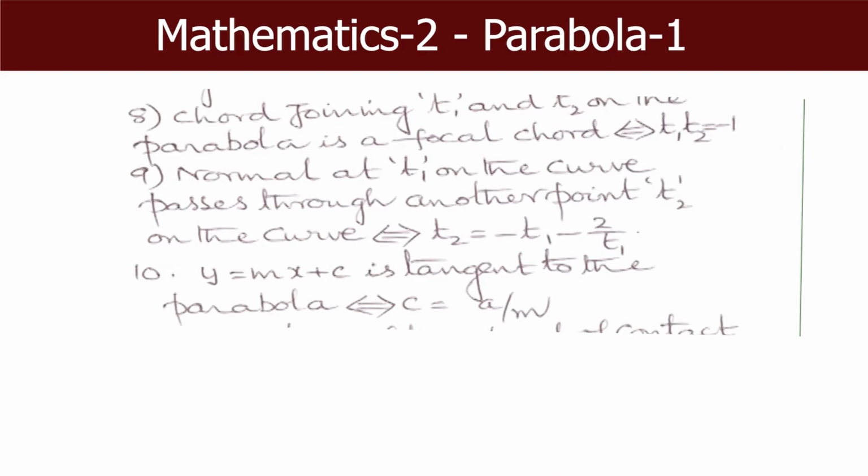If the normal at T1 on the curve passes through another point T2 on the curve, then T2 equals -T1 minus 2 by T1. Also, when T2 equals -T1 minus 2 by T1, the normal at T1 on the curve passes through T2. Condition for tangency: y equals mx plus c is a tangent to the curve if and only if c equals a by m. Very important.